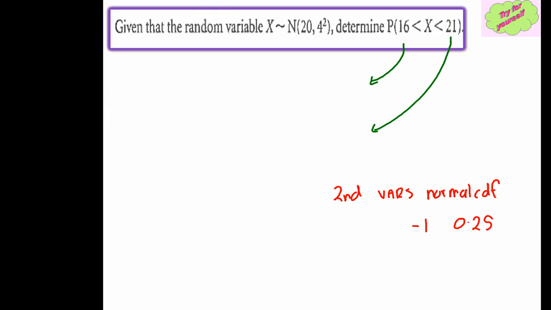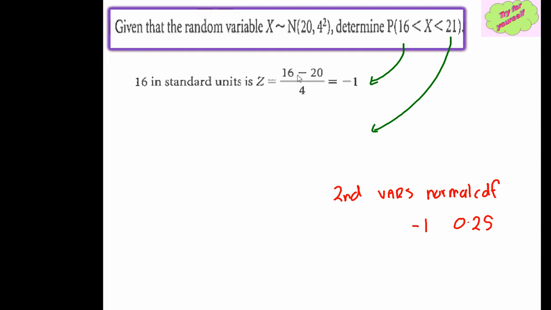Here's another one. Almost there. Given that the random variable x is normally distributed with a mean of 20 and a standard deviation of 4, determine the probability that x is between 16 and 21. So we've got to transform this one, and then we've got to transform this one. So using your z equals x minus mu over sigma, which is in the formula booklet.